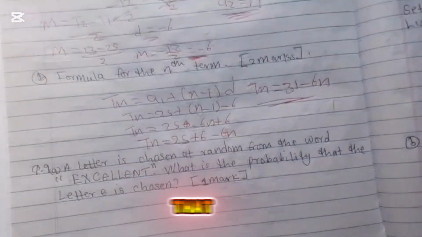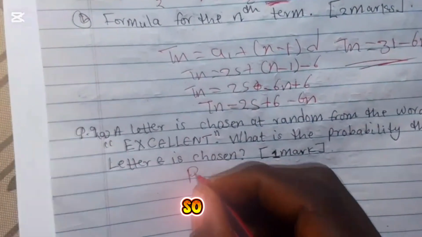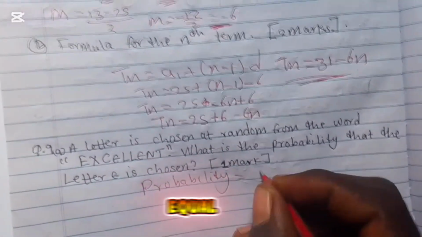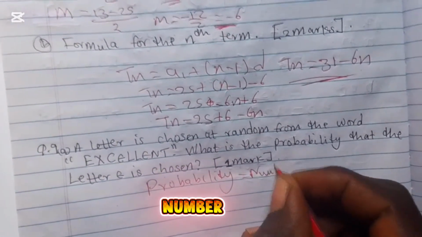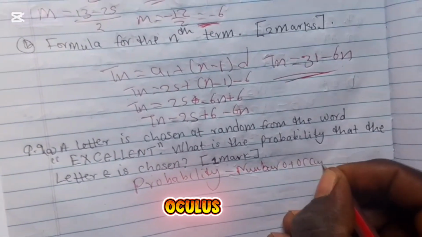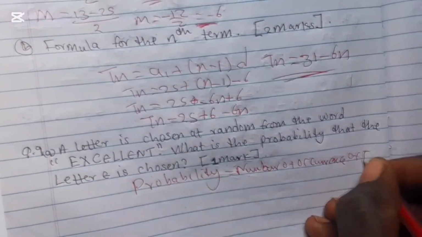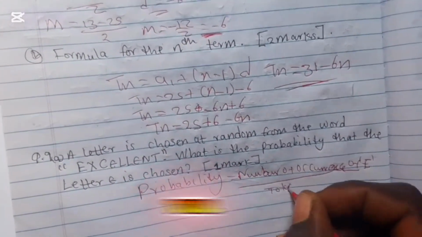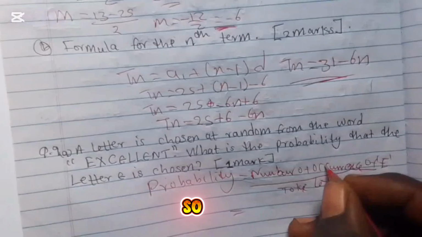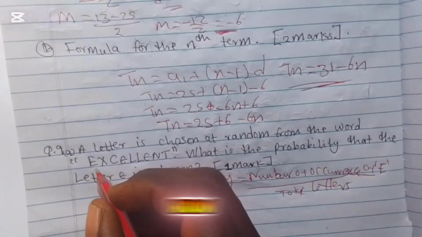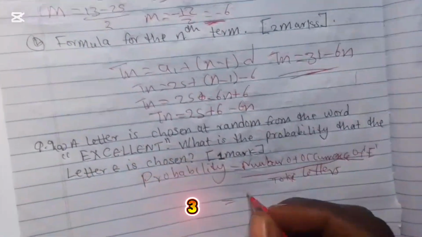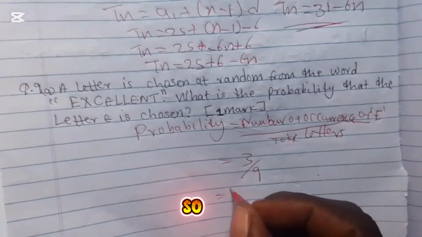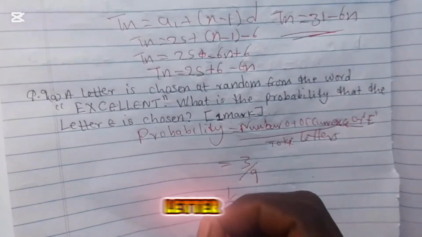What is the probability that letter is chosen? So probability is equal to, we're going to write this formula, number of occurrences of letter E over total number of letters. So number of occurrences of E, we are going to count how many E do we have in excellence. So 1, 2, 3, which is 3 over the total number, which is 9. So we are going to reduce this fraction, so it will be 1 over 3. So this is the probability of letter E.